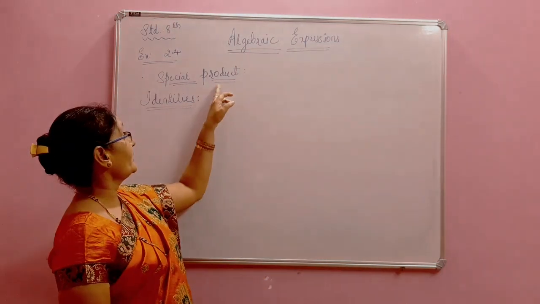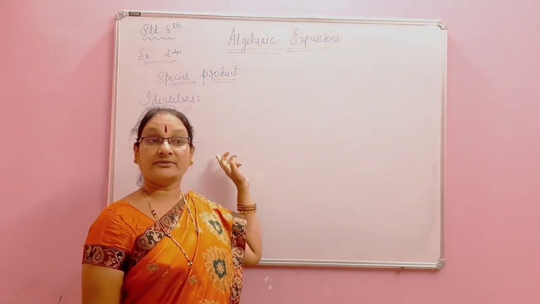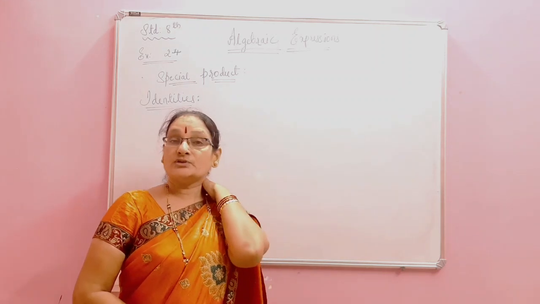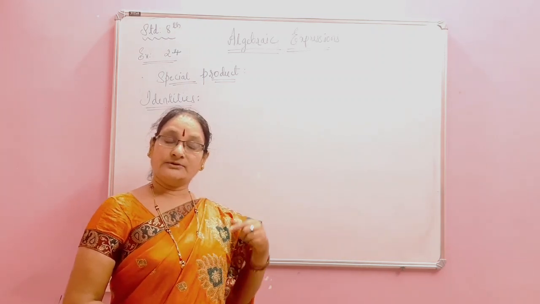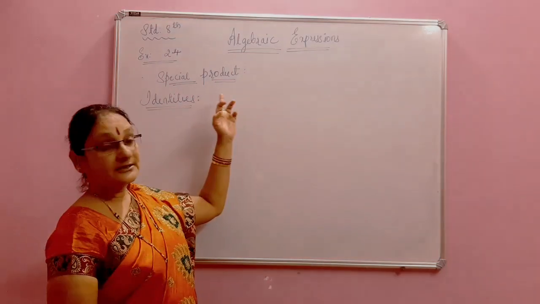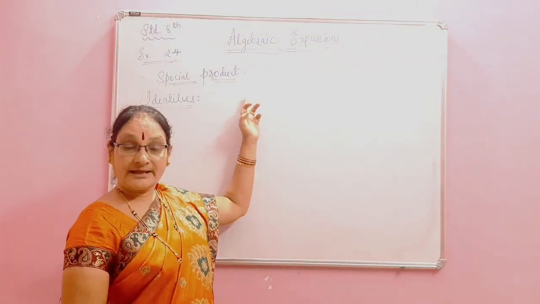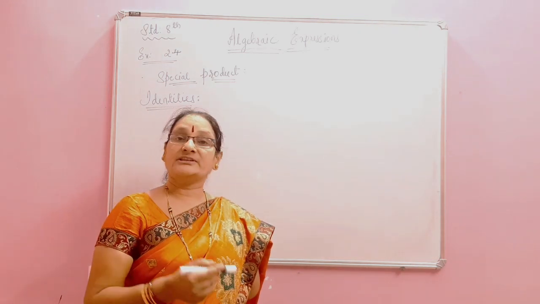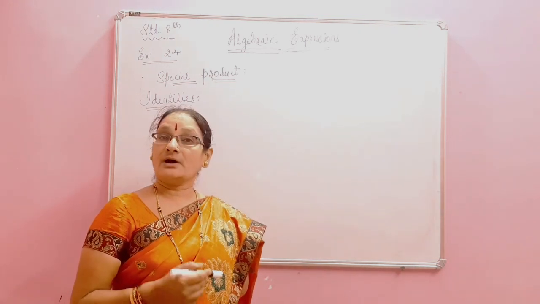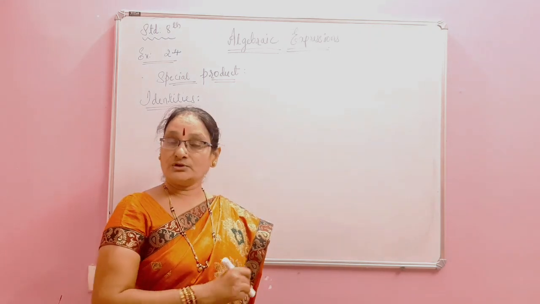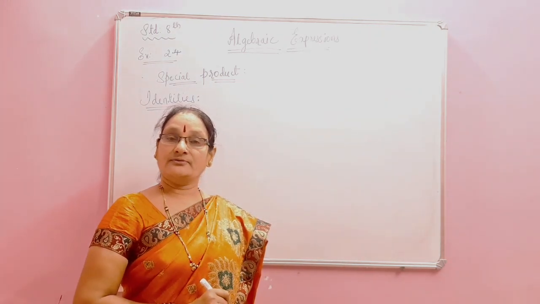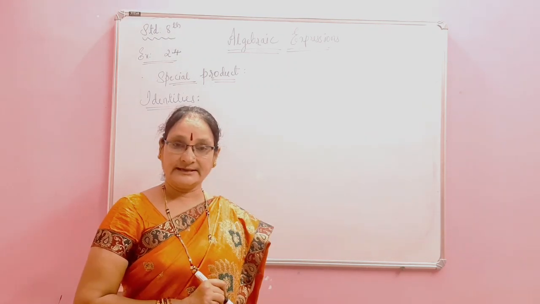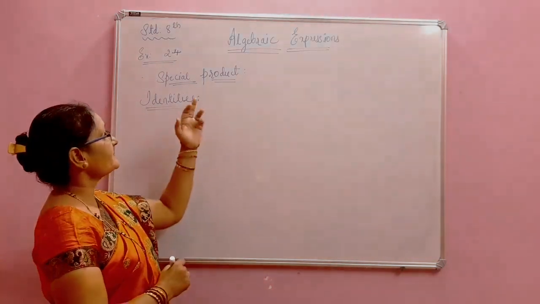In that special product, some identities are there, very important identities. First we learn those identities, and then those identities we learn by the special product, even with the examples. The examples we are taking here to make you understand are all from Exercise 2.4. If you observe, you will understand that. So now let us start the special product.